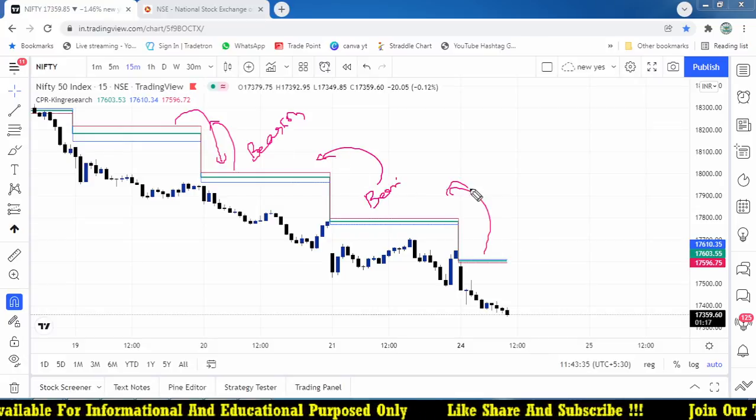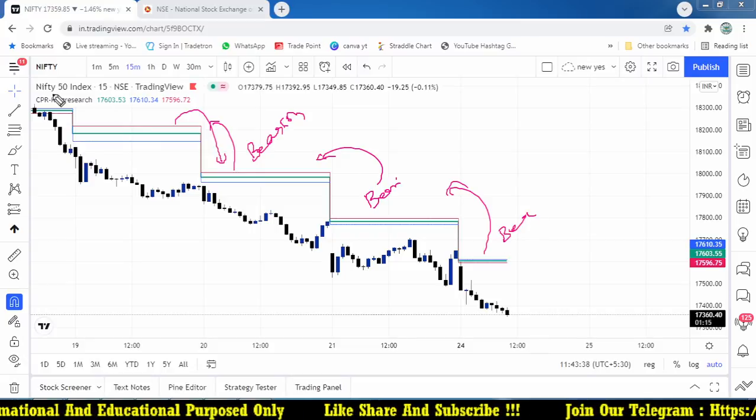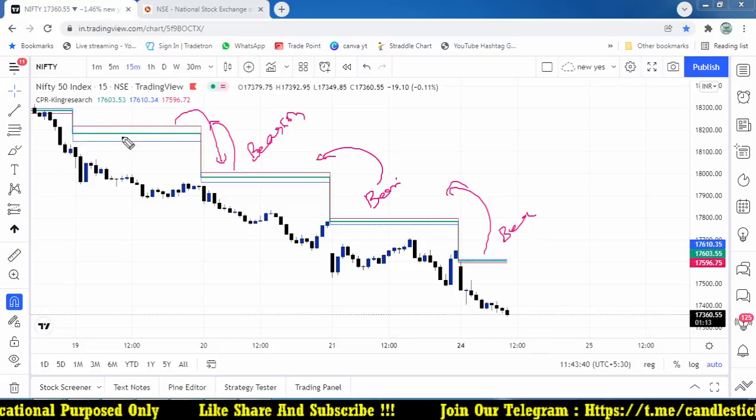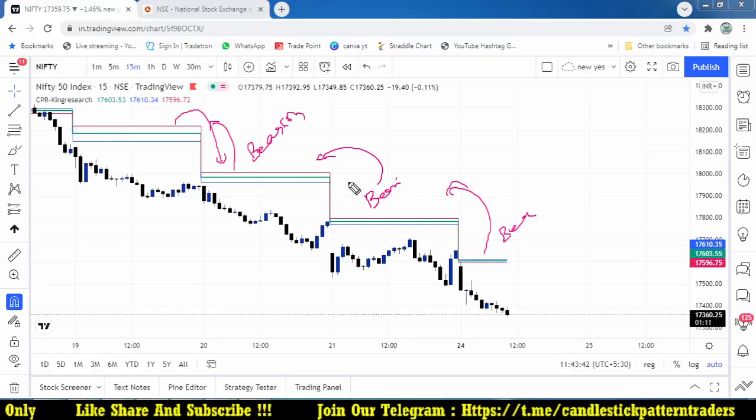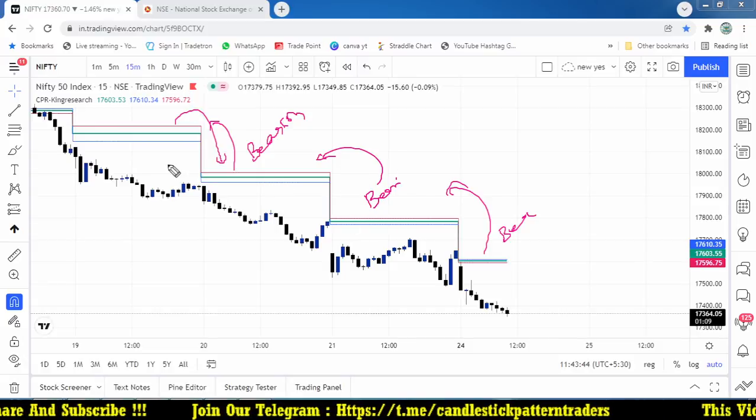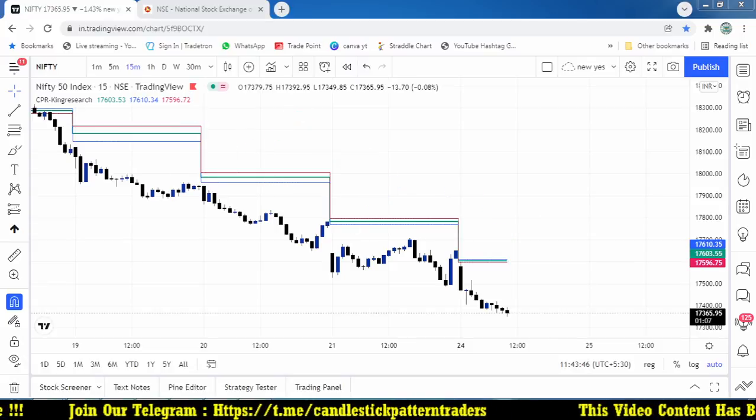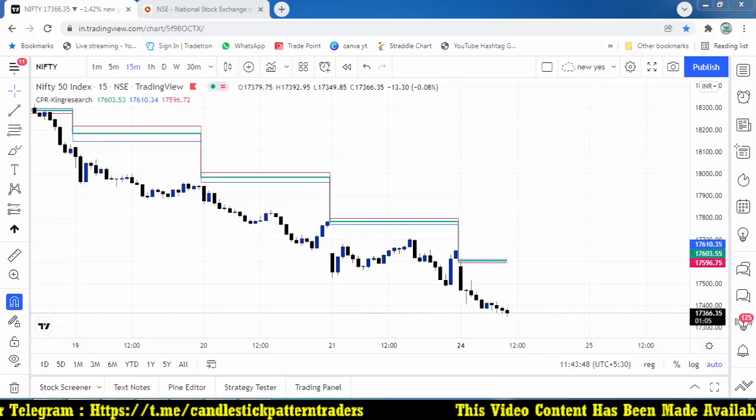Again, the third one also will be bearish today, and consequently the market is going down and down. So it's giving you such a bearish condition compared to the previous day. And in the same way, the bullish condition is also present.